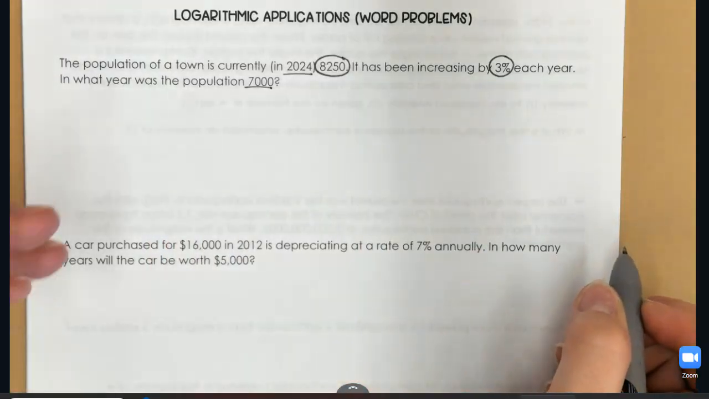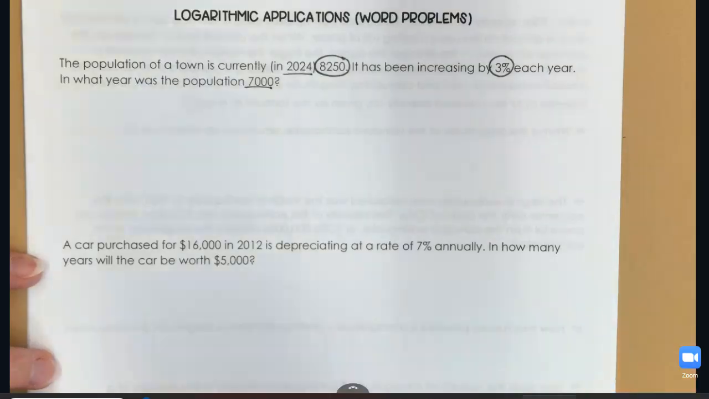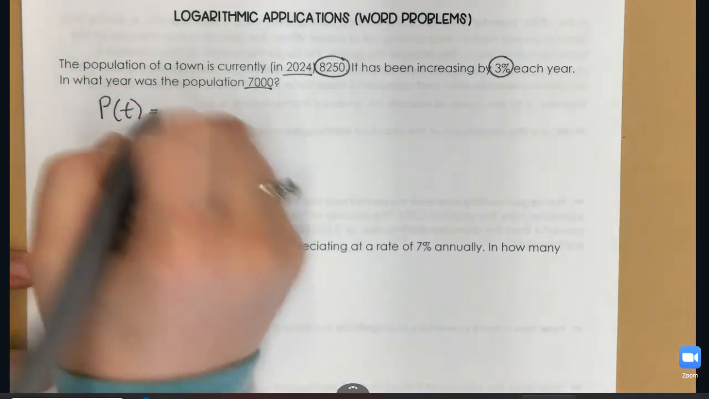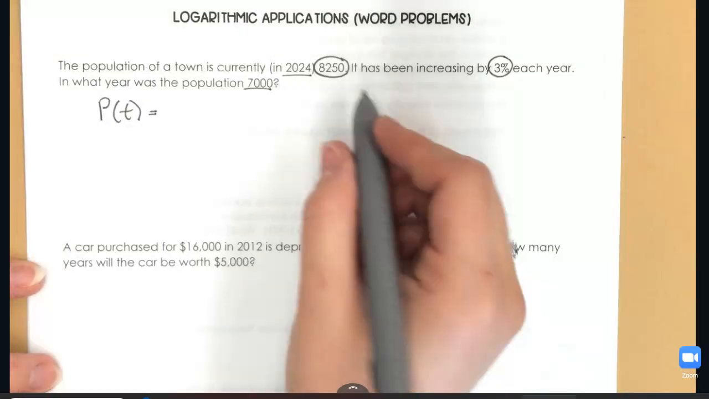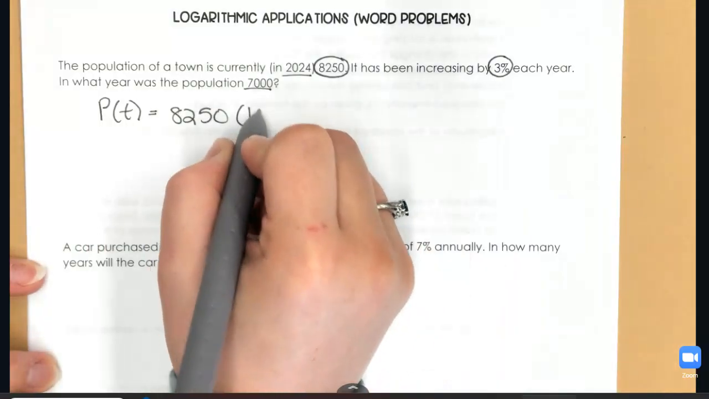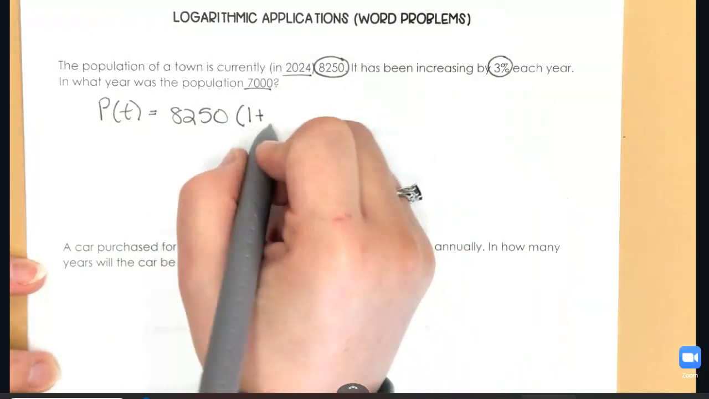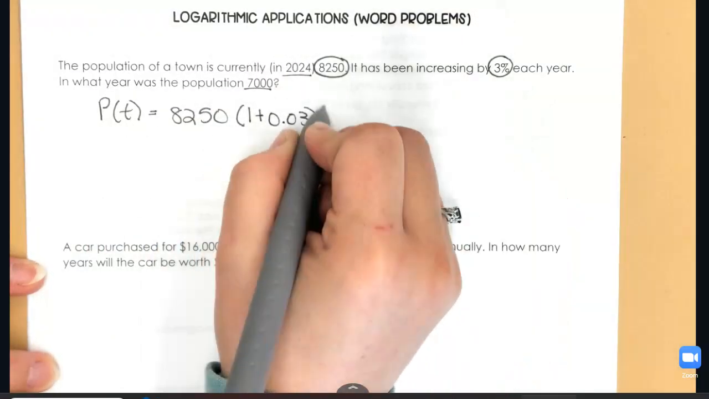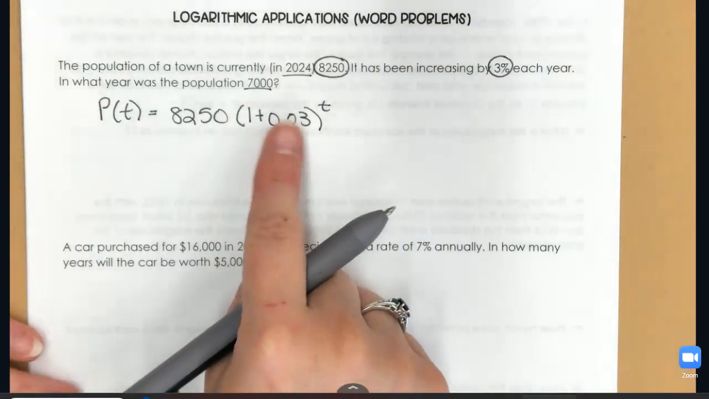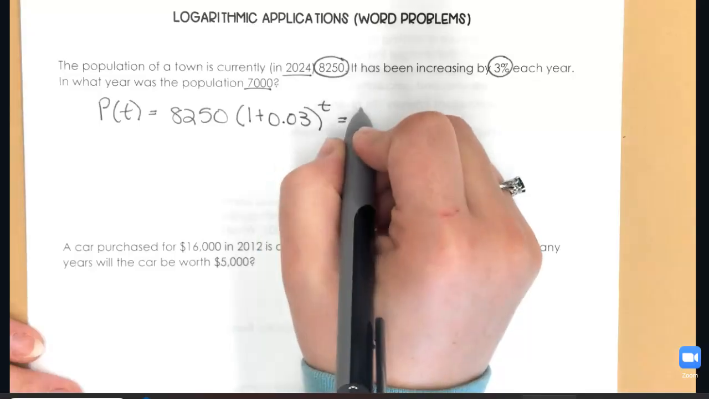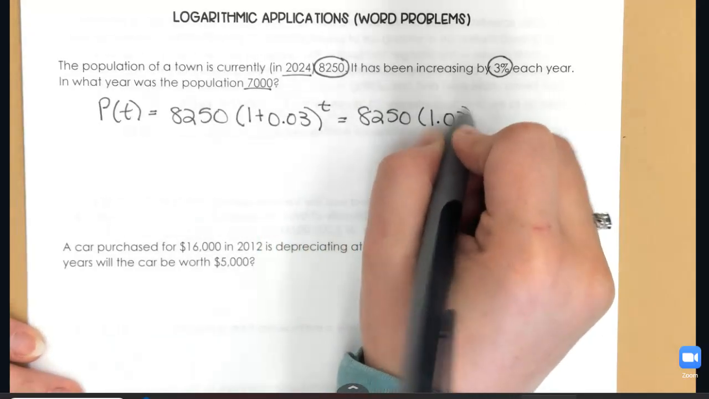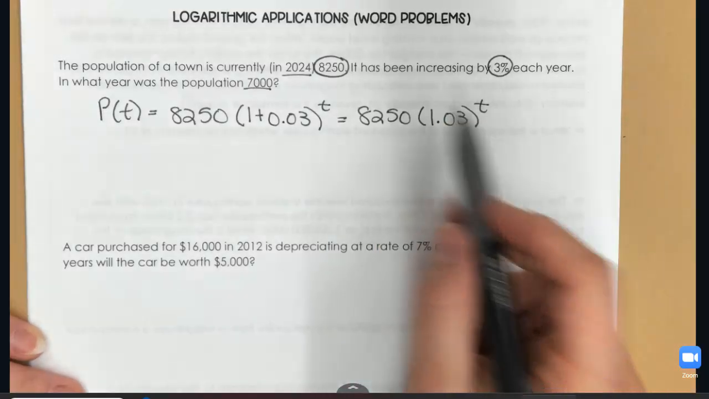Well, in order to solve this, I first need to write my equation function for my population. I'm going to call that P of t, my population depending on time. To write that equation, I'm going to take our starting population, and then I'm going to take 1 plus our percent of increase. 3% as a decimal is 0.03, and that's to the t power. And the reason I'm adding these is because I want exponential growth. I want this value, that's the base of our exponent, to be greater than 1. So this is my function.